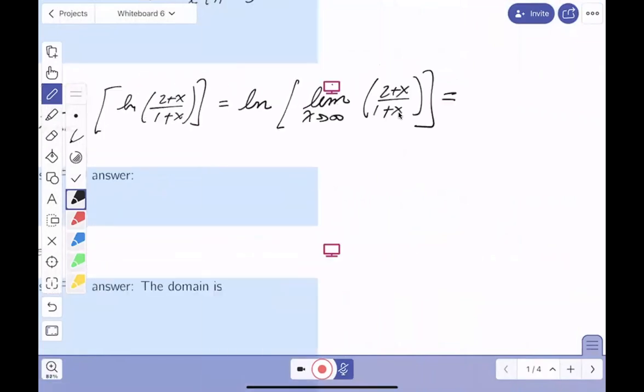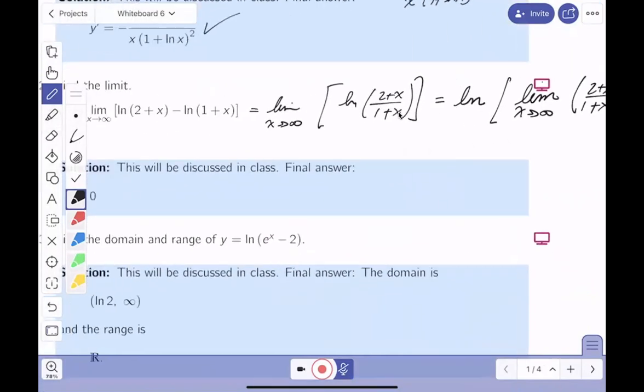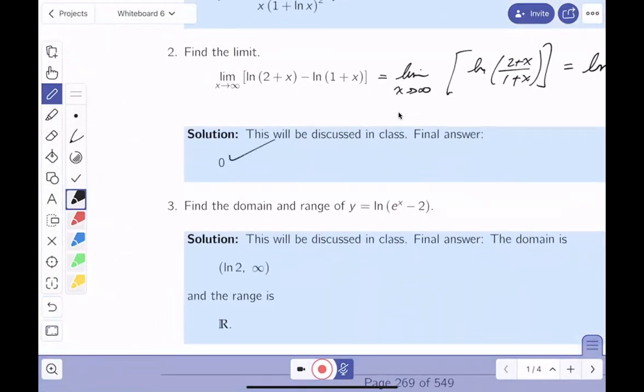What do you get over there? Natural log. Well, what's the limit of the inside there? If you looked at it, the limit of that would be 1. Yep, it would be 1. What's natural log of 1? It's 0. And why is that? e to the 0 is 1. Let's go back over here and just verify that. We did it right. All right, this one is a domain range problem.